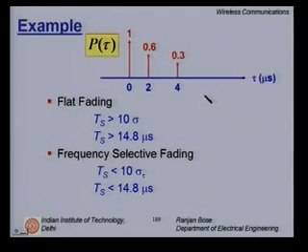Now the question is, when will you experience flat fading or when will you experience frequency selective fading? So using the rule of thumb, Ts greater than 10 sigma tau, which is greater than 14.8 microseconds, will lead us to flat fading scenarios, whereas for much less than this you will have frequency selective scenarios.